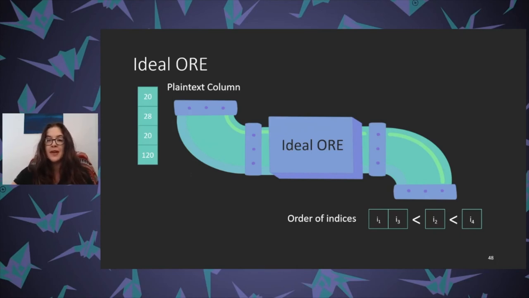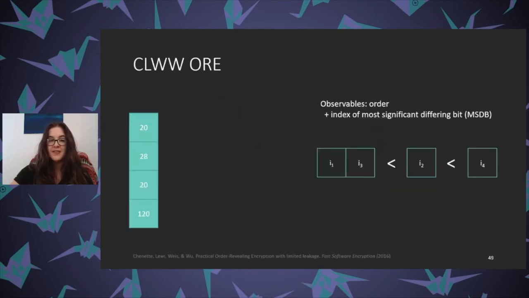Okay, but it's at this point that we come up against a problem. It seems like ideal ORE is difficult to implement efficiently. It relies on some fancy cryptographic primitives that we're not sure about the security of. They're just expensive to run. They take a long time. It's just not efficient. And so cryptographers have developed a scheme that is efficiently implementable, but maybe leaks a little bit more. It's named CLWW ORE after the authors. And the scheme reveals order. I mean, that's the whole point. You need order to do querying. But it also reveals a tiny bit more information: just the index of the most significant differing bit.